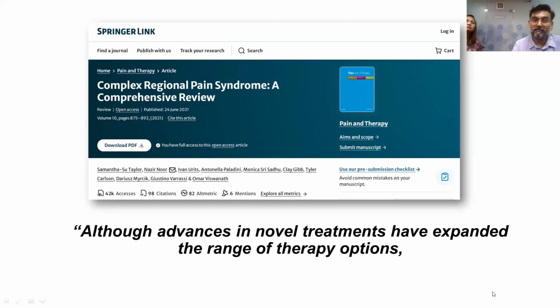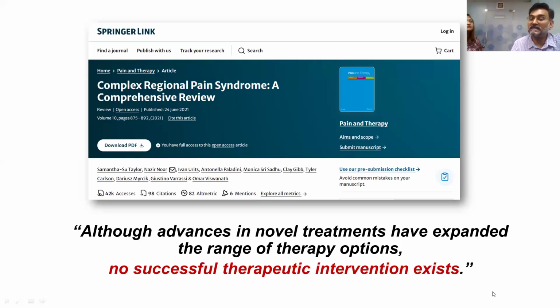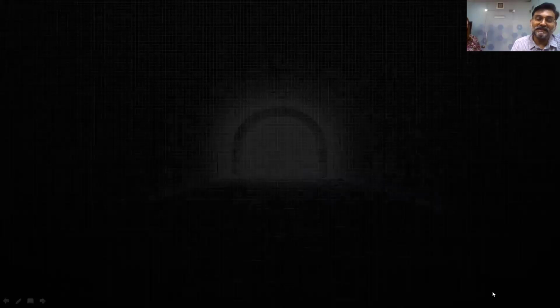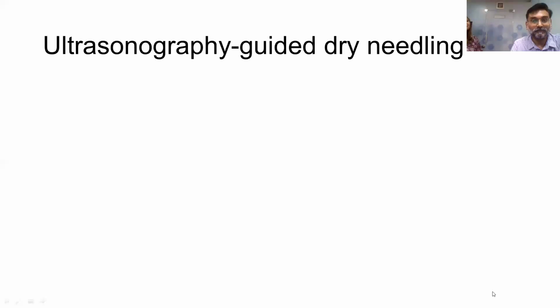CRPS. A 2021 comprehensive review of complex regional pain syndrome concluded that although advances in novel treatments have expanded the range of therapy options, no successful therapeutic intervention exists for CRPS. So, is it all dark? Is there all darkness for CRPS? No, there is light at the end of the tunnel.